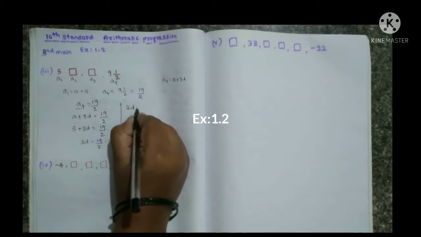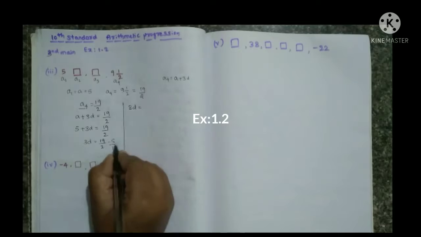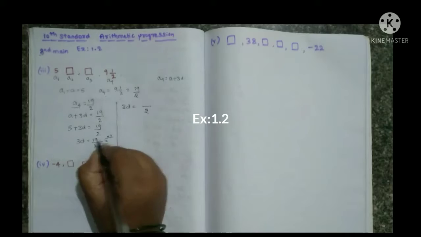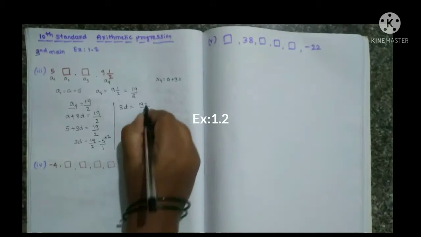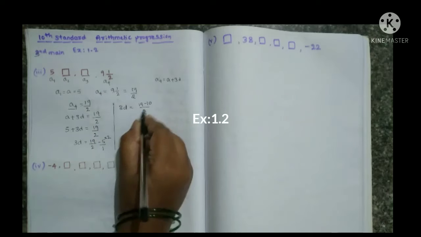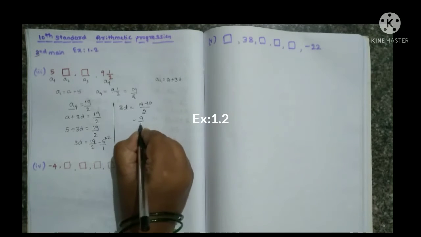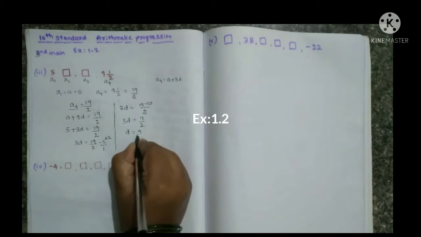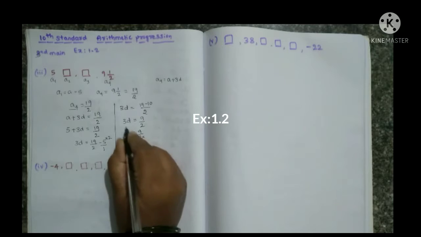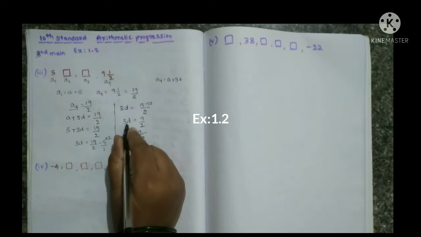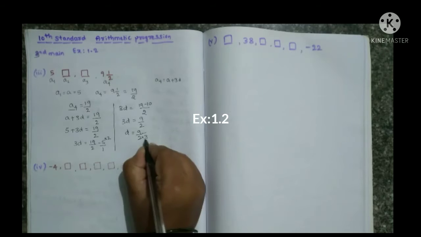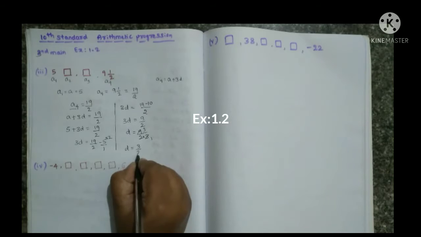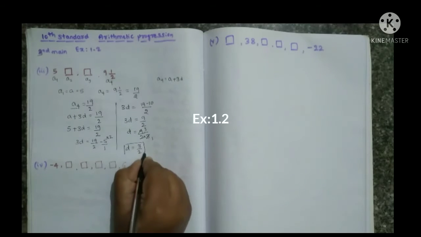Okay, I'll solve it here. 3D equal to, here you have to take the LCM. What is the LCM of 2 and 1? 2. Here I should multiply by 2. 19 minus 5 2s are 10. 19 minus 10 is 9 by 2. Here 3D only is there, so D equal to 9 by 2 divided by 3. Because multiplication is there between 3 and D, 3 will go to the denominator. 3 2s are 6, so 9 by 6, which is 3 by 2. So the D value is 3 by 2.